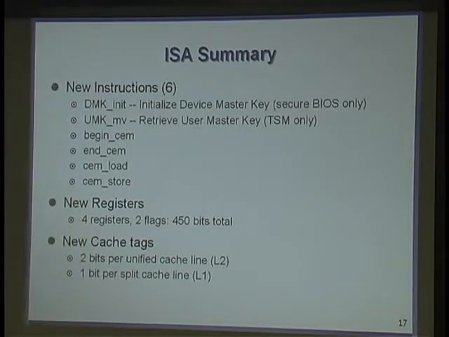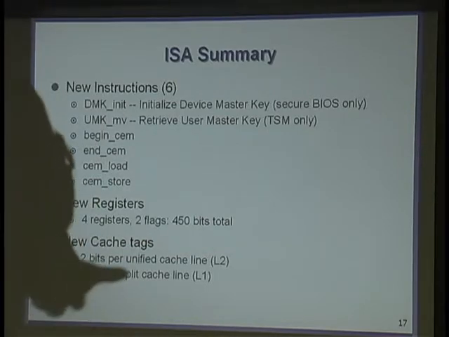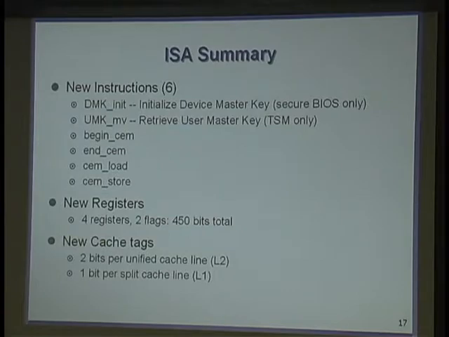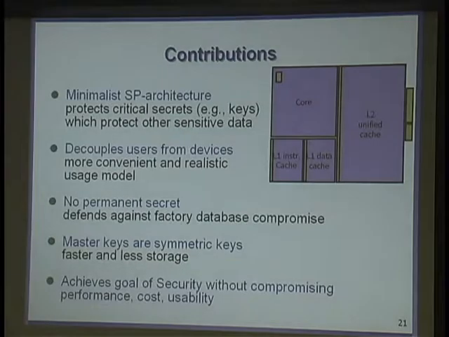This requires 4 registers and 2 flags and a total of only 450 bits, 450 flip-flops. You need 2 cache bits per unified cache line and 1 bit per split cache line in the L1 cache. And that's the entire new hardware that you need in a processor.